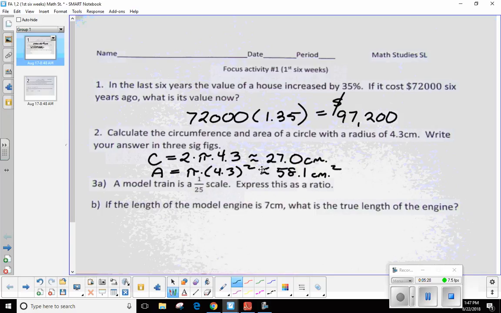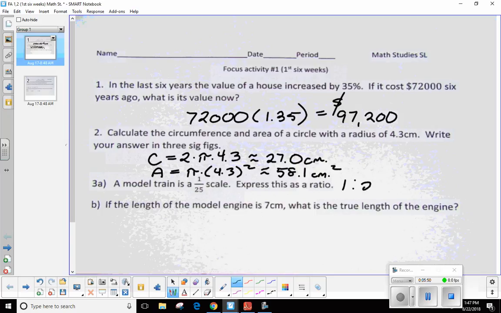A model train is a 1/25th scale. Express this as a ratio. Now, I know this might seem kind of confusing because we can sometimes use the words ratio and fraction interchangeably. But does anybody actually know what I'm referring to when I say this? Isn't it just like the number, colon? Yes, there you go. We just go ahead and express it using a colon.